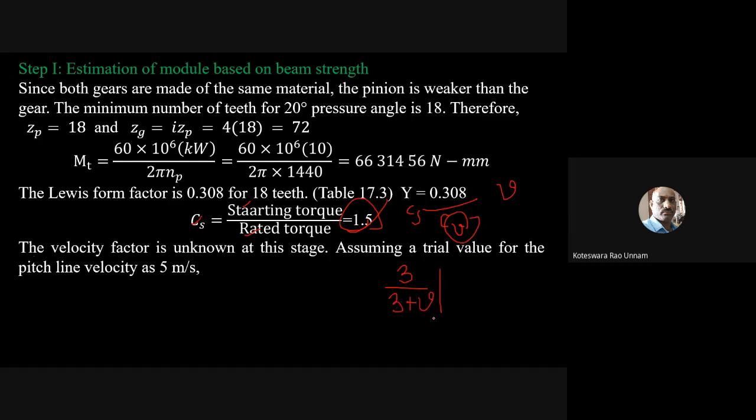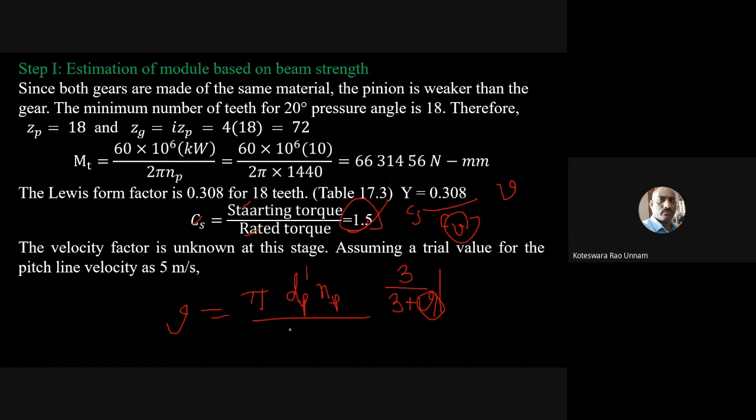So 3 plus V if the velocity is less than 10 meters per second. So you require this V value, but even that V value is also not given in the problem. What is the formula for V? V is nothing but pi into pitch diameter of the pinion and speed of the pinion divided by 60,000. So therefore you get V in meters per second.